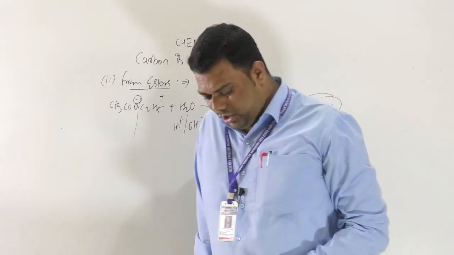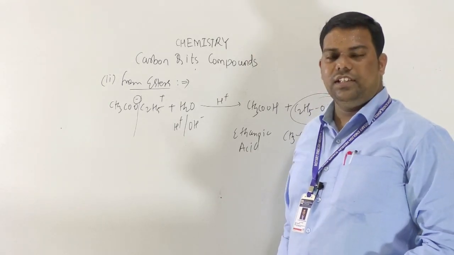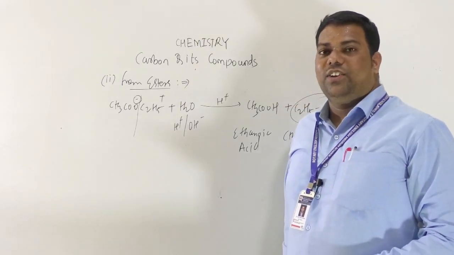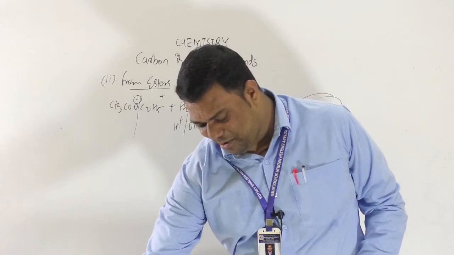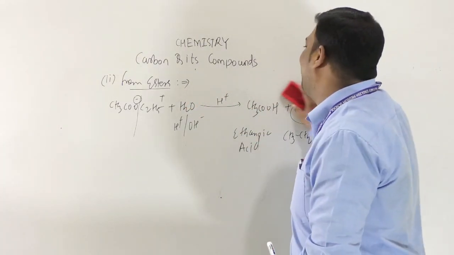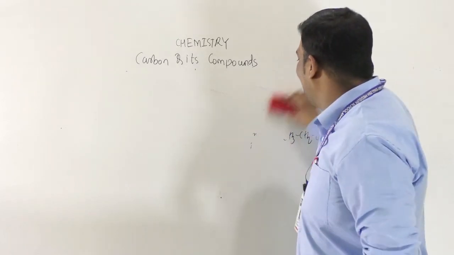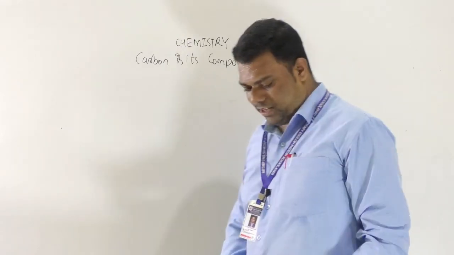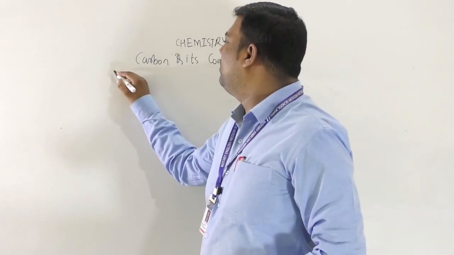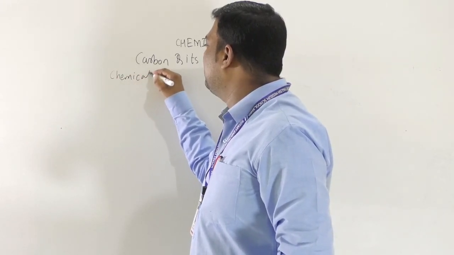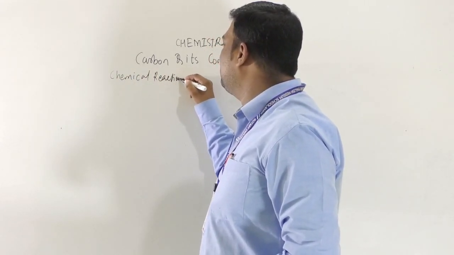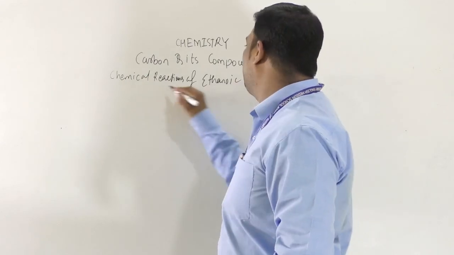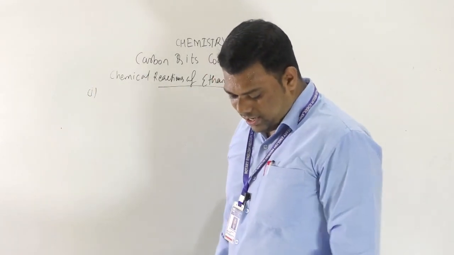Okay, so see here, these are the preparations of ethanoic acid. So after preparation, the chemical reactions of ethanoic acid. So pay attention to that also. Ready? See, chemical reactions of ethanoic acid. So first we will discuss, beta, acidic nature.